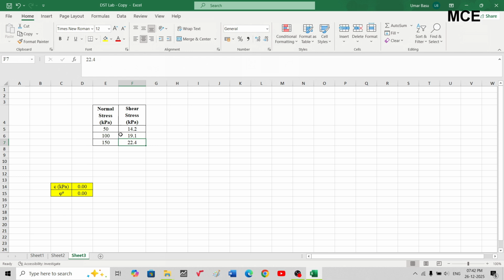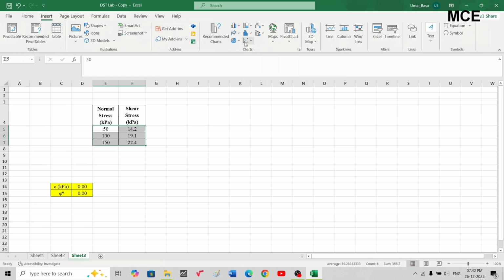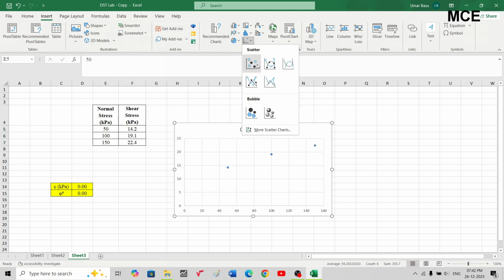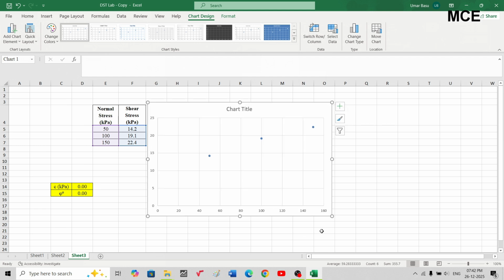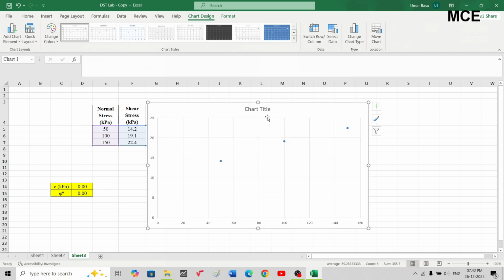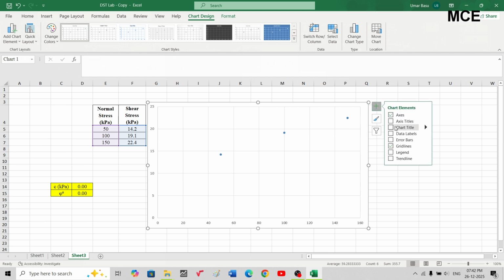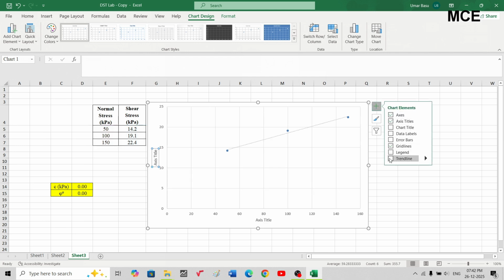Okay, now we will draw the Mohr-Coulomb envelope to find the cohesion and the angle of internal friction. Simply select these values, click on insert, then on charts, and then select scatter. Then increase the size, delete the chart title, add the axis titles, and also add the trend line.